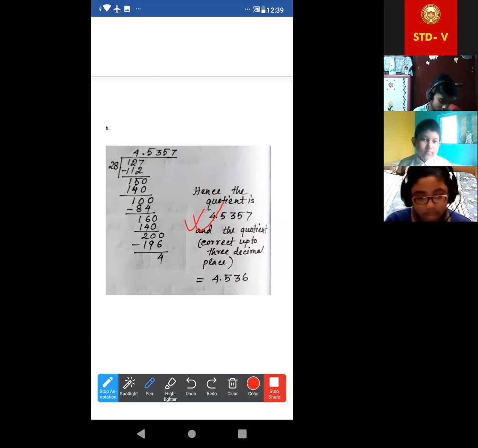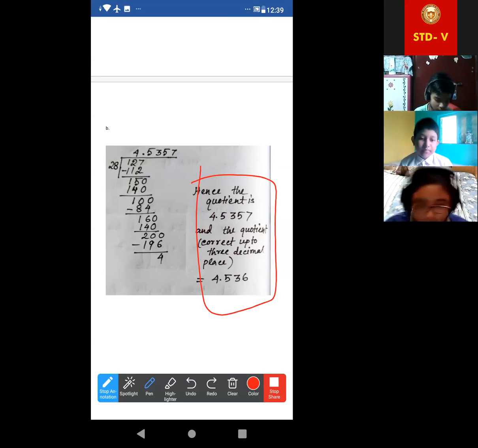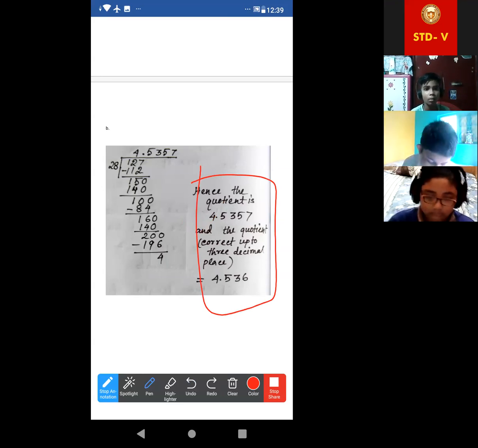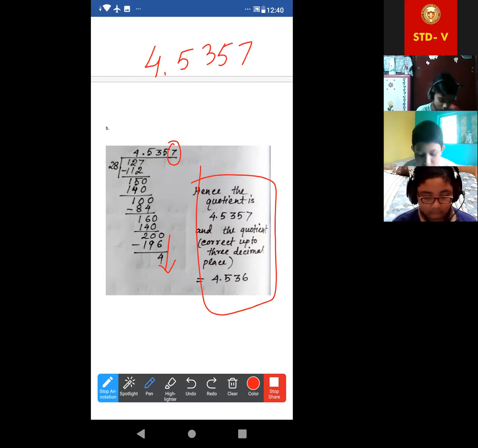Completed this one. Now let me explain this part. All of you completed this division. No need to continue this. After the 4th place, we should stop there. Now look, it is given 4.5357. We have to write the answer up to 3 decimal places. Which one is the 3rd decimal place? This one, thousandths. Exactly, it is 6.